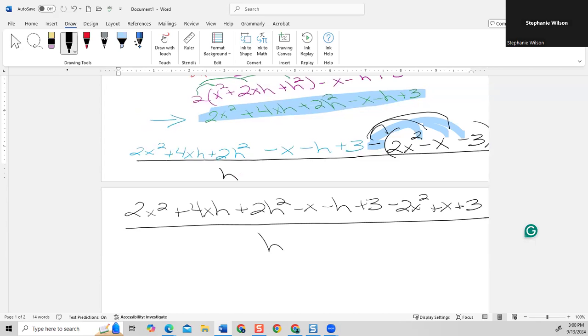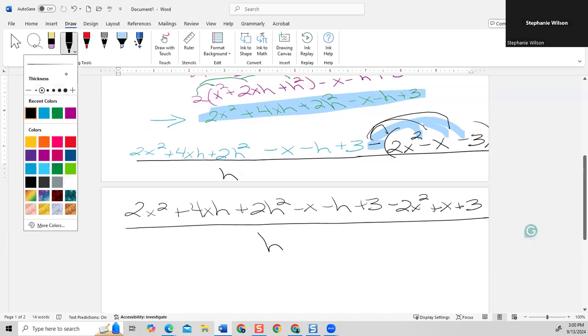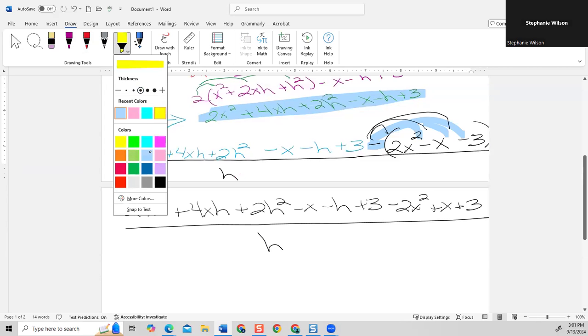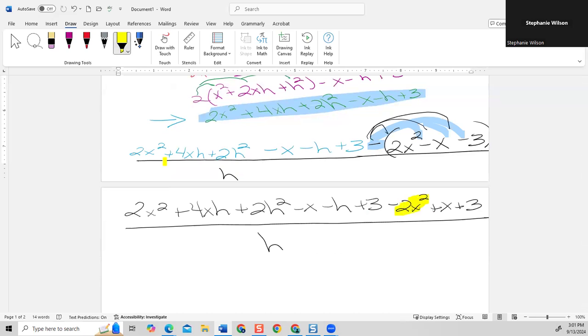All right. Now, I'm going to know that I did this right when I can literally mark out my original function we started with. So what do we have here? Let me change this right quick. Let's get, what do we want? We can do yellow. So x squared, it's a negative 2x squared plus 2x squared. That went away, right? We got positive x and I have a negative x. That went away. I have a positive 3. Oh, and let's see what happened to this 3 here.